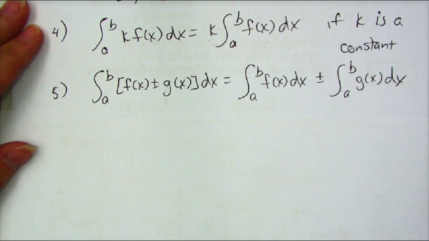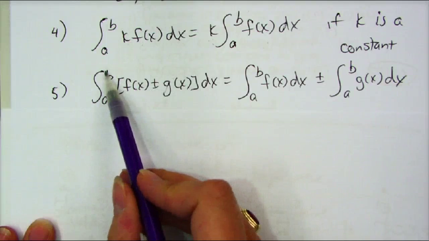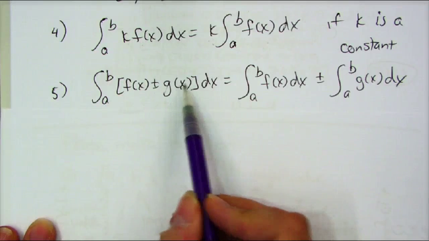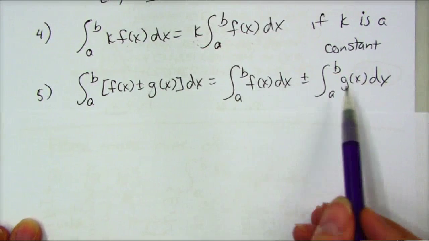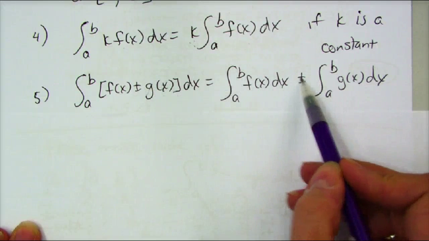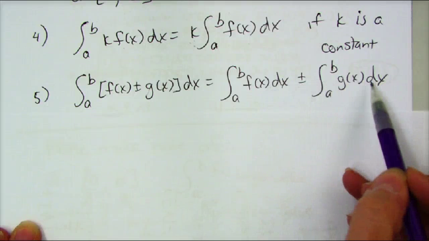The fifth property. So now what if I have two functions in one definite integral and I'm going to add these two or subtract these two? What I can do is separate them and give each one their own integral. And so if there's addition here, you have to have addition here. If it's subtraction here, you have to have subtraction here. But each one is times dx.